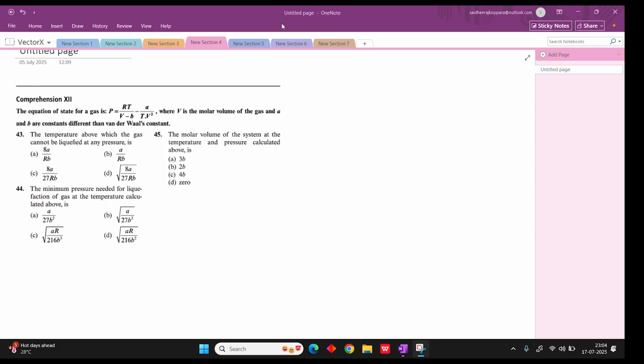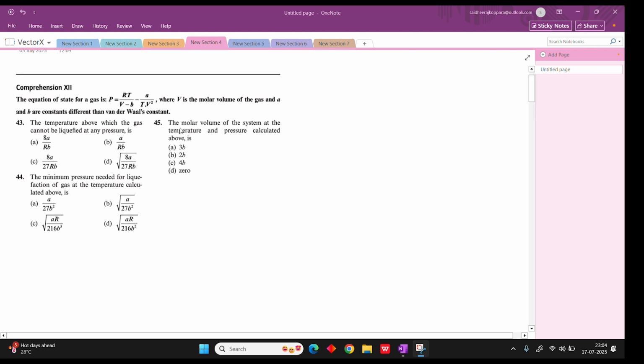So today we are going to solve this question. This is a comprehension question where it says the equation of state of a gas is P equals RT by V minus B minus A by T into V square, where V is the molar volume of the gas and A and B are the van der Waals coefficients or the van der Waals constants. Then they are asking you the value of TC, VC, PC.